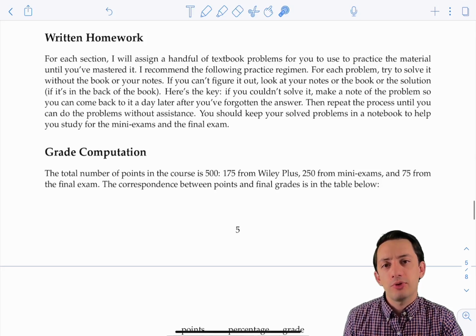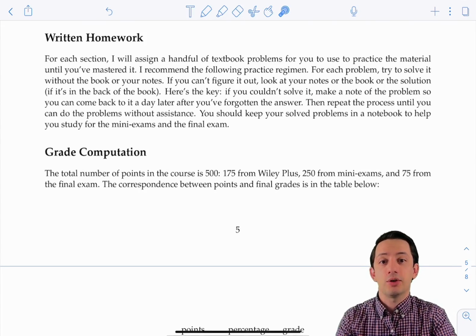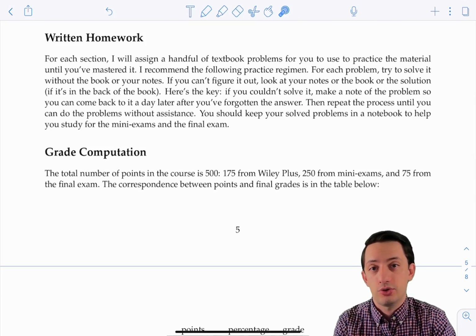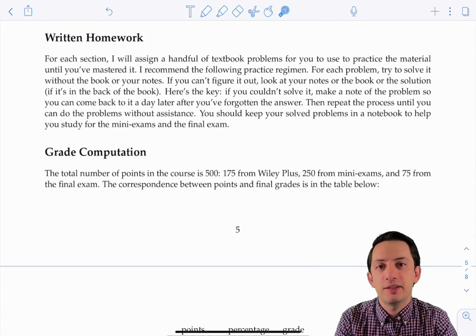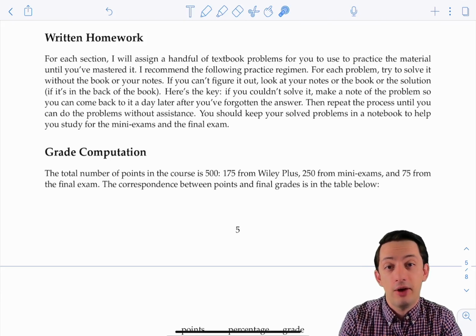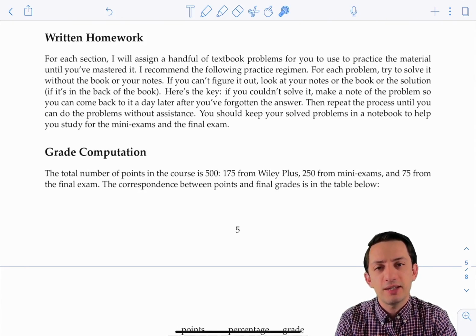I also mentioned before the written homework. So this is not collected and not graded, but it is a really important part of the course. You should think about it as required in order to do well. And here is the practice regimen that I have found always works well for students. You can use any system you like, of course, but this, I think, really helps.